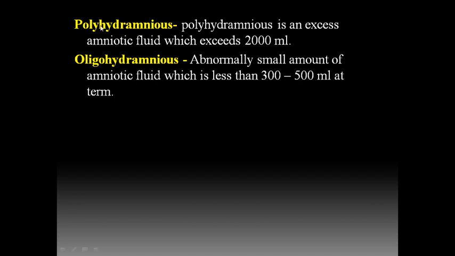First we will know what poly means and what oligo means. Poly means increasing, oligo means decreasing. So polyhydramnios is an excess of amniotic fluid which exceeds 2000 ml. That is called polyhydramnios. Oligohydramnios is nothing but an abnormally small amount of amniotic fluid, which is less than 300 to 500 ml at term. That is called oligohydramnios.